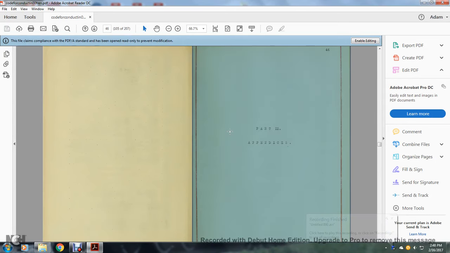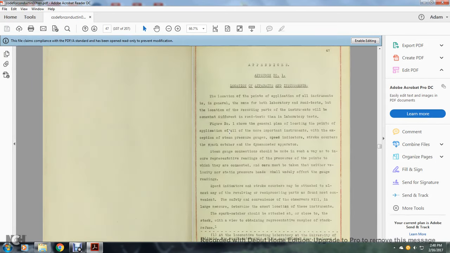Alright, part 2, appendixes. Alright, appendixes. Location of the apparatus instrument.